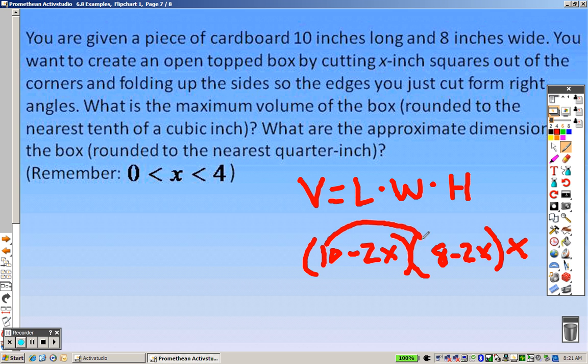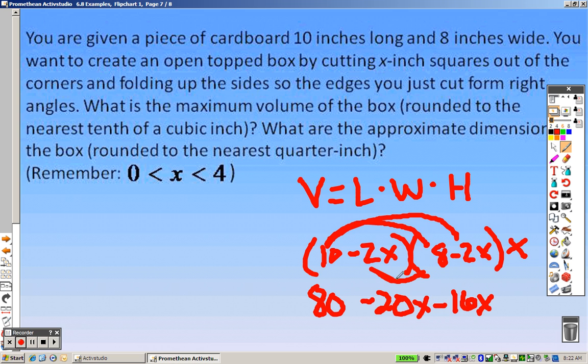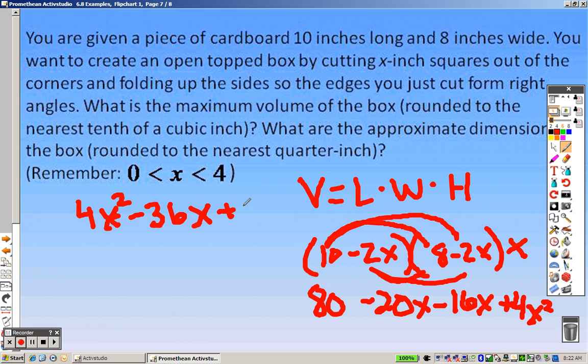So when we distribute here, because I have to figure out what the equation looks like, I get an 80, minus 20x, minus 16x, and plus 4x squared. So when I combine everything that's alike, I get 4x squared, minus 36x, and plus 80. But remember, I also still have that x out in front, so I have to take that through to everything.